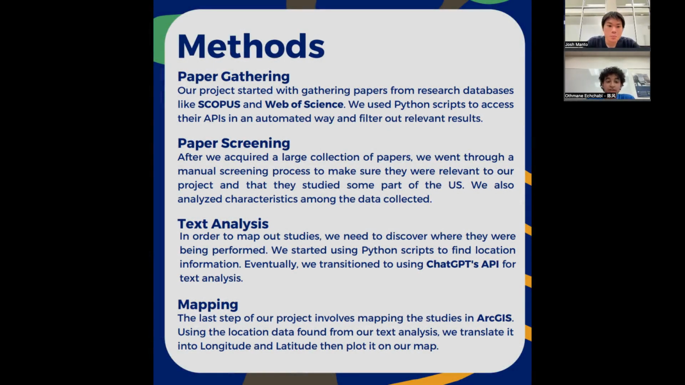Okay, so we started our project by gathering papers from research databases, mainly from Scopus and Web of Science. We tried to automate that process, so we decided to use the Scopus API at first, and also the Web of Science API. But then we realized that if we wanted to extract the data we needed from the papers, you would need more than just the information you get from those APIs. And the APIs only provided us with the abstract and the title, which was not enough in some cases.